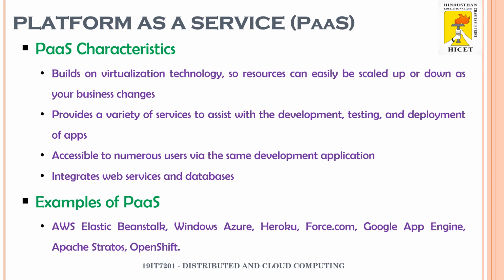Like SaaS, here also we have some characteristics of PaaS. It builds on virtualization technology, so the resources can easily be scaled up or down as your business changes, and it provides a variety of services that assist with the development, testing, and deployment of application programs, accessible to numerous users via the same development applications, and integrates web services and databases. Some examples of PaaS: AWS Elastic Beanstalk, Windows Azure, Heroku, Force.com, Google App Engine, Apache Stratos, and OpenShift.